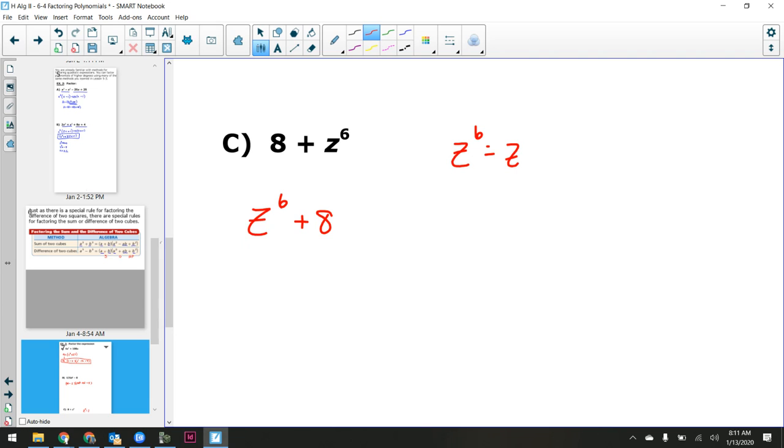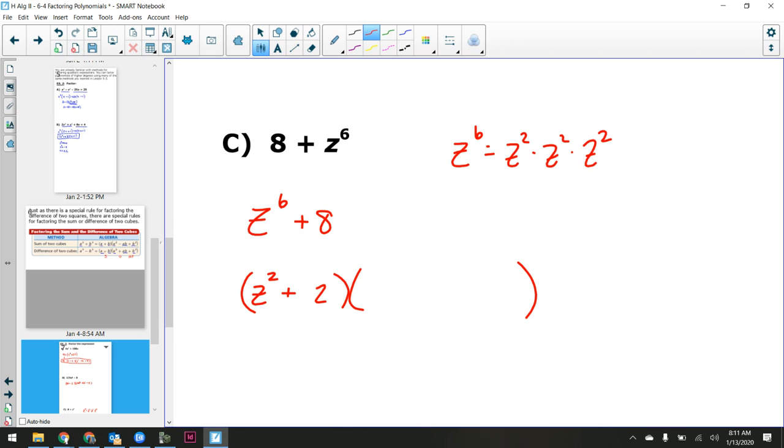is like saying z squared times z squared times z squared, right? So the cube root of z to the 6th is z squared. The cube root of 8, obviously 2. So we have a z squared plus 2.